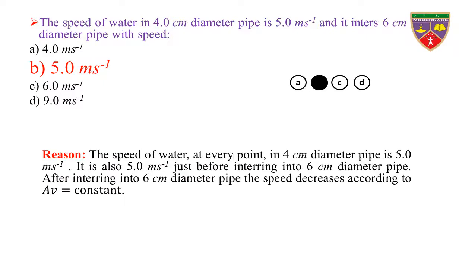Reason: the speed of water at every point in the 4 centimeter diameter pipe is 5.0 meter per second. It is also 5.0 meter per second just before entering the 6 centimeter diameter pipe. After entering the 6 centimeter diameter pipe, the speed decreases according to the equation of continuity, AV is equal to constant. Hence, the water just enters with speed 5.0 meter per second.